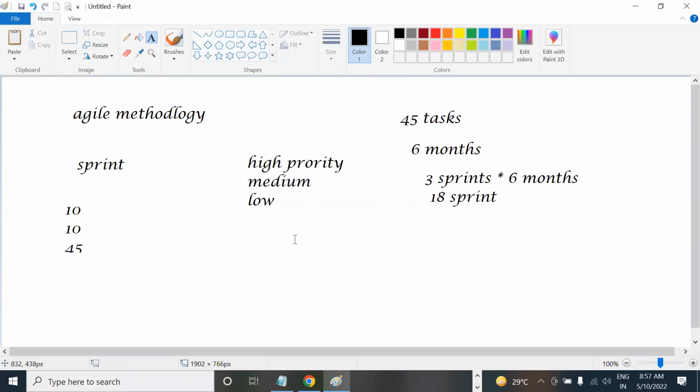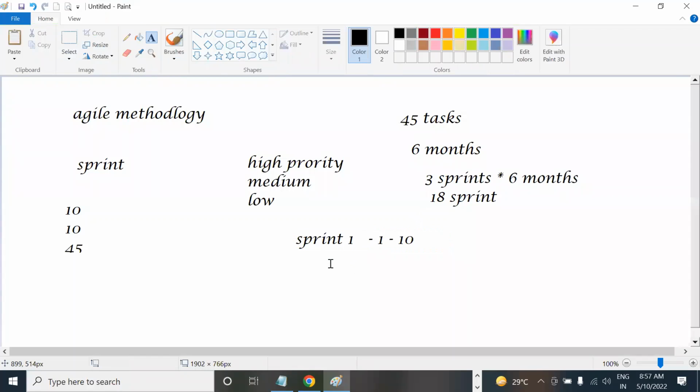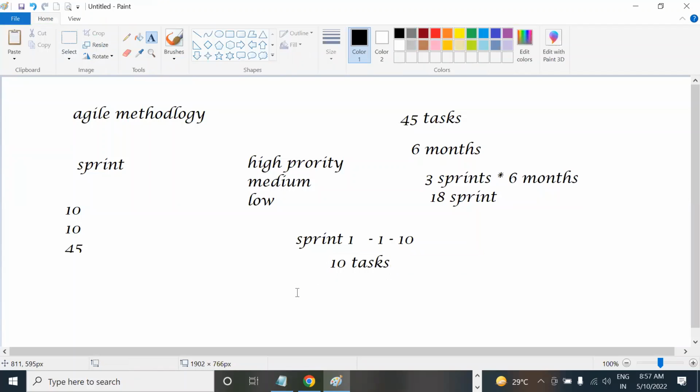So the first sprint section. In a month how many sprint sections are there? They will decide 3 sprints. The first sprint will be from day 1 to day 10. In these 10 days they will give tasks of 10 user stories, 10 tasks. You need to complete the 10 tasks only. Then the second sprint again 10 tasks, and the third sprint again 10 tasks. They will divide like this.